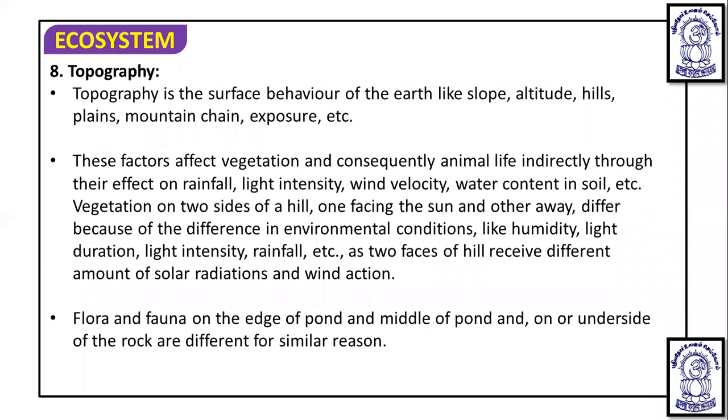Now the topographic factor, at last, also affects the type of biotic organisms that thrive there. Topography is the surface behavior. If the surface is a plain, if it is sloping, if it is high altitude or low altitude: slope, altitude, hills, plains, mountain chains, exposure. All of these are topographic factors. So all these factors affect the vegetation and consequently animal life.